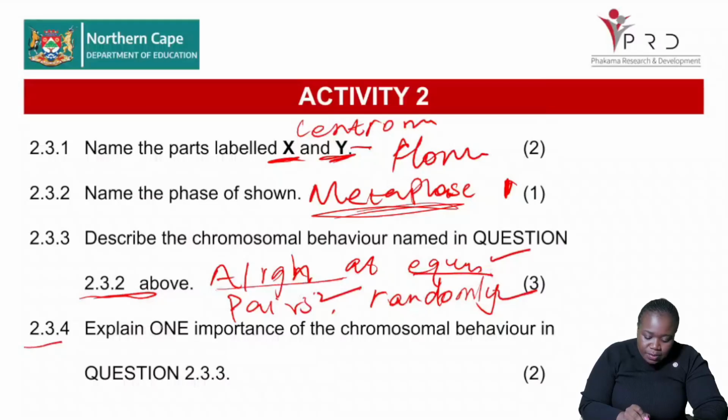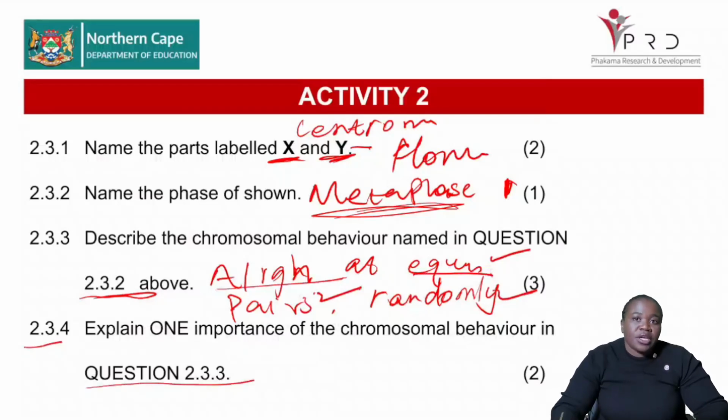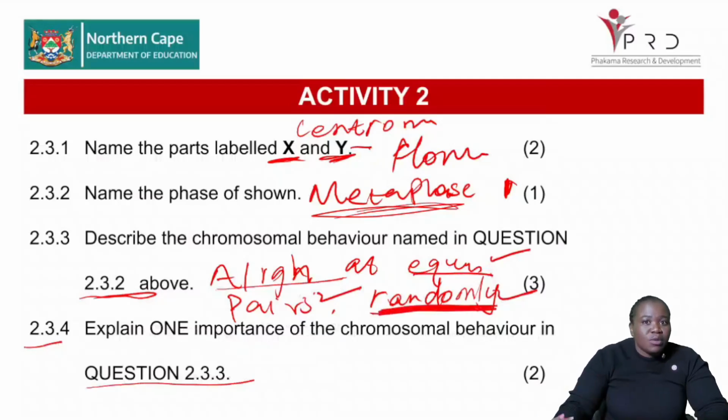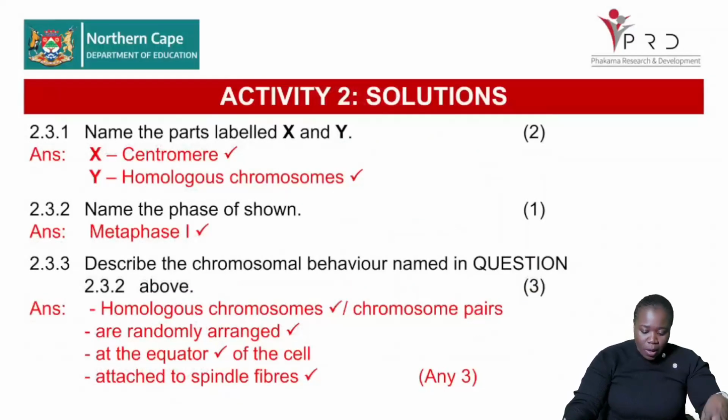And lastly, explain one importance of the chromosomal behavior in 2.3.3. Why is it important for the chromosomes to align at the equator? And why is it important for them to align there randomly? They align at the equator so that they can be pulled to the opposite poles. And when this happens, the cells that are going to result are going to be further different from each other. So when they align at the equator in homologous pairs, each chromosome for each pair is going to be pulled to each pole in order to form those two cells at the end of meiosis I.